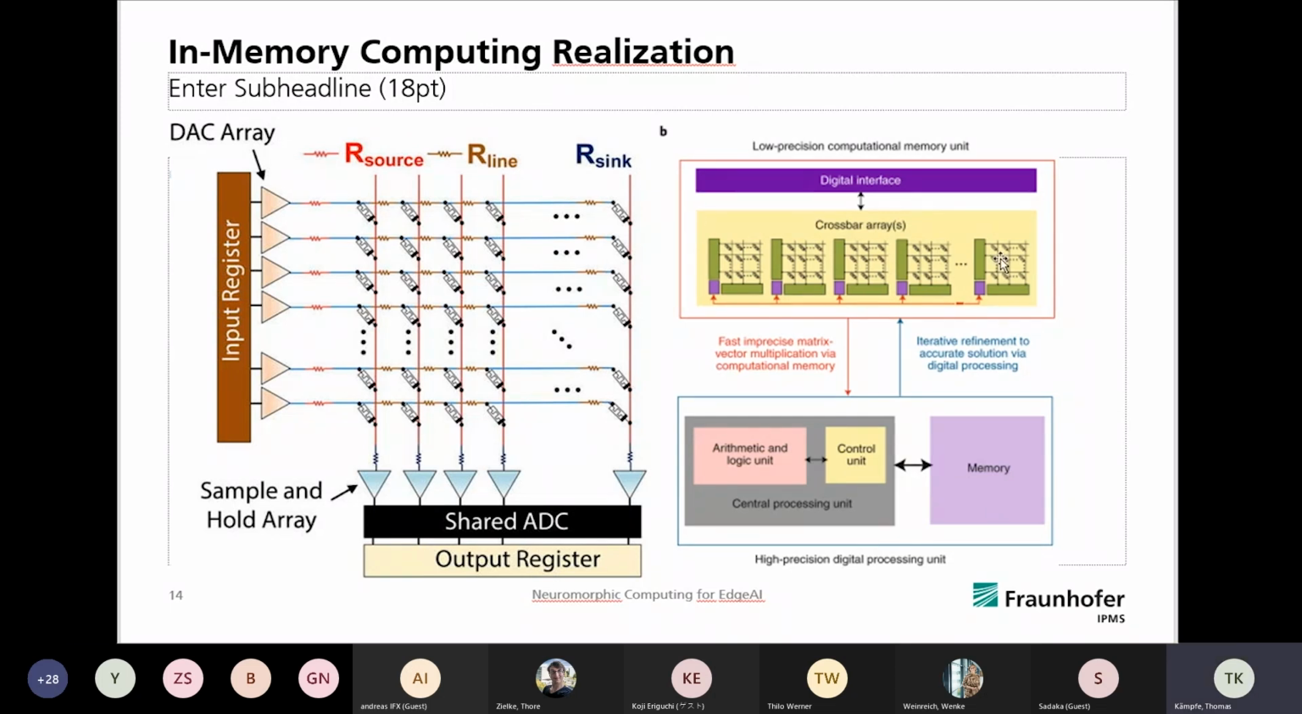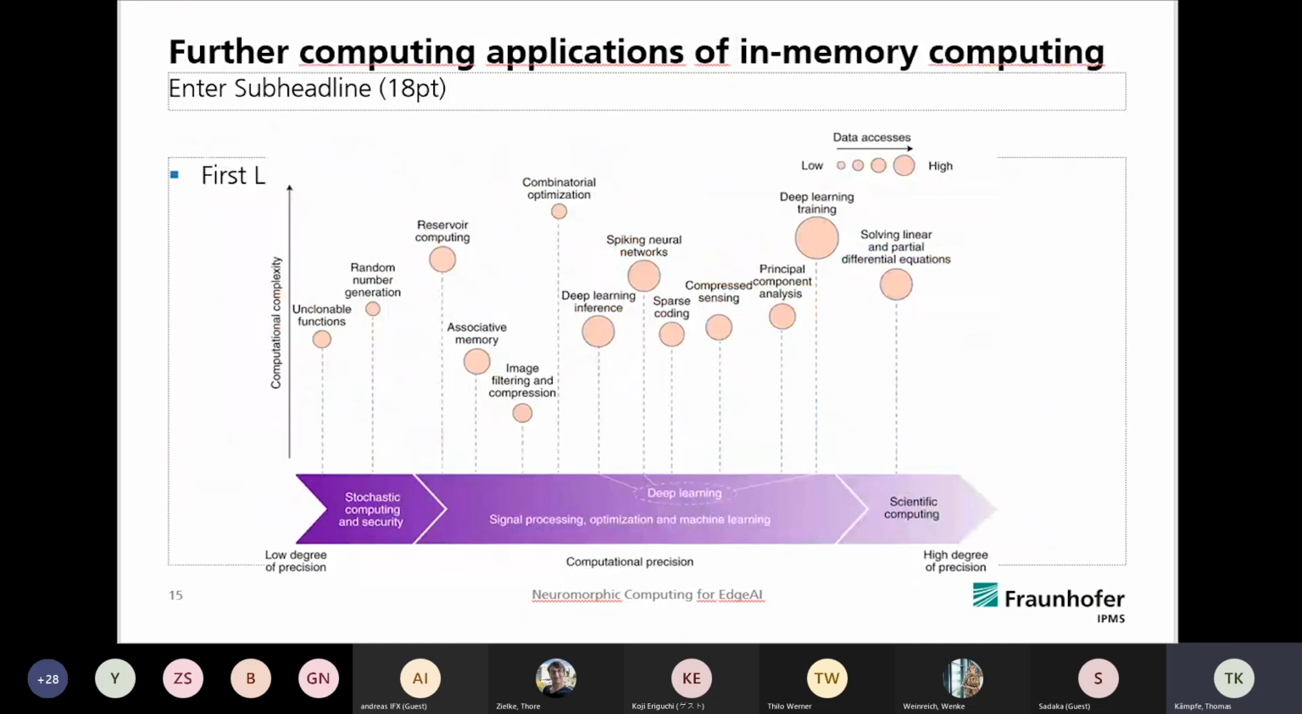A lot of these crossbar arrays are implemented in the system, which is connected to a digital interface controlling such a system. In-memory computing is not only interesting for deep learning applications, but for a very broad range of other types of calculations.